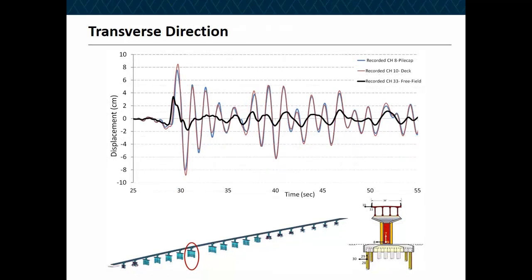In the transverse direction, same thing. You have a recorded free field motion somewhere at the bottom of the piles, and then recorded motion in the transverse direction, which is channel 8 and channel 10. It seems the column and the superstructure move very much in phase. Keep in mind, the pile cap is very rigid, so it is no surprise that they have moved in phase. This is, by the way, from an earthquake in January 2010, magnitude 6.5.